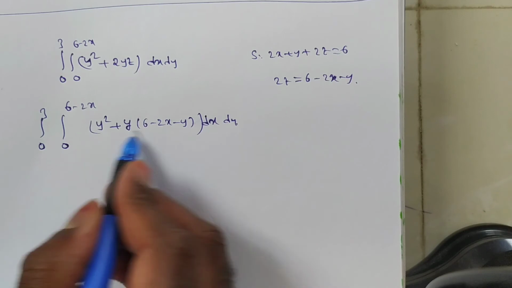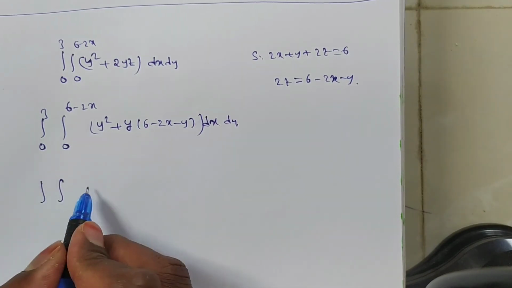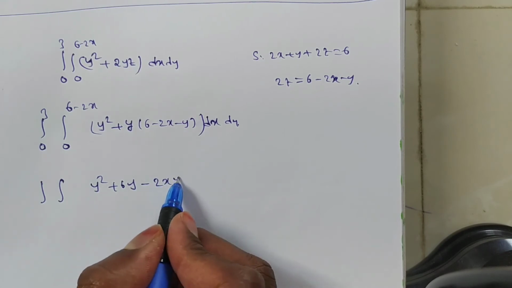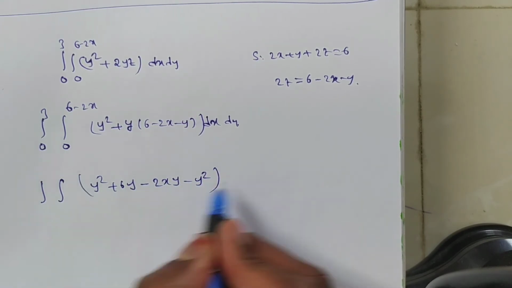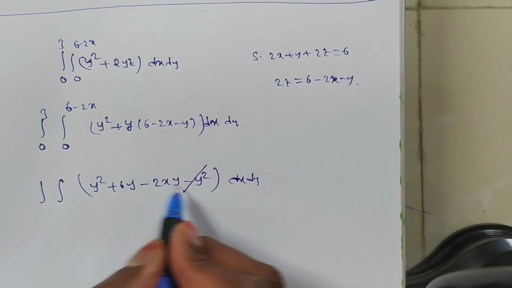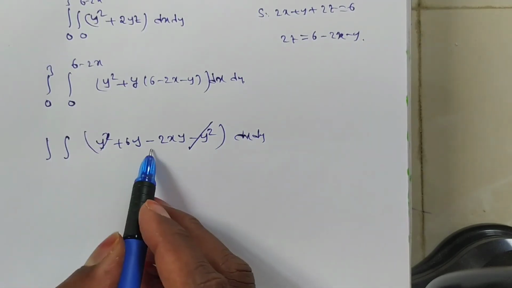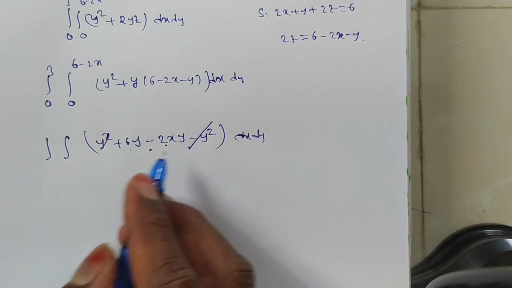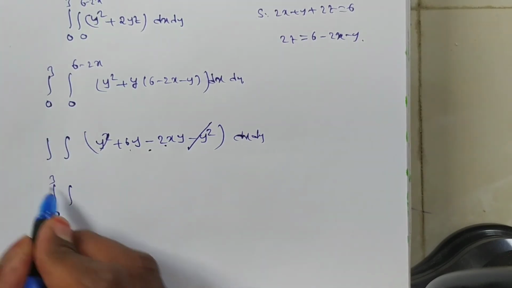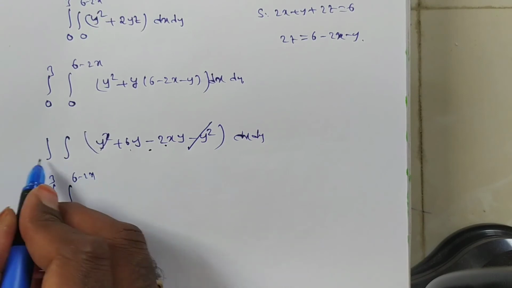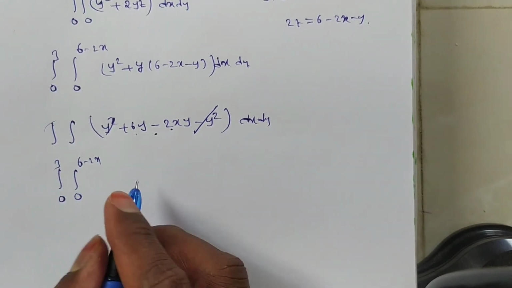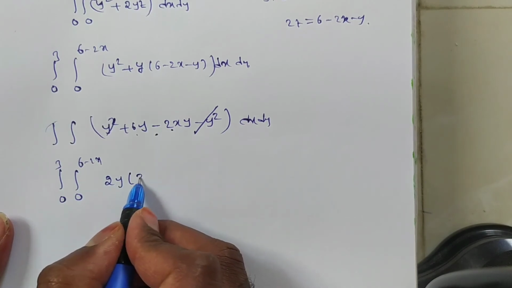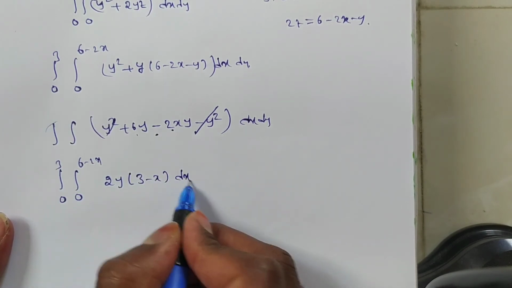Now you simplify this one: integral of y square plus 6y minus 2xy minus y square into dx dy. Plus y square and minus y square cancel. From this, what can you take common? 2y, yes, 2y you can write outside. Integral 0 to 3, integral 0 to 6 minus 2x. Here also you have the limits, I have not written. Now 2y is common, if you take 2y in common, then you will have 3 minus x into dx dy.